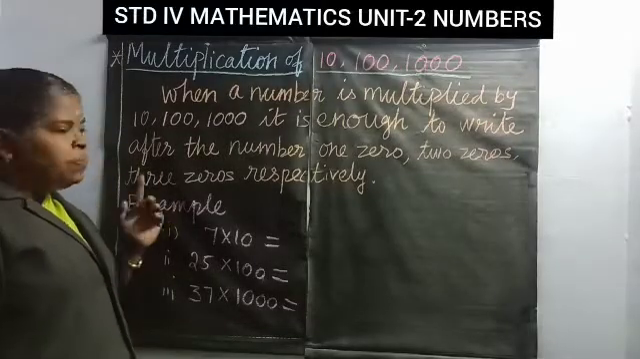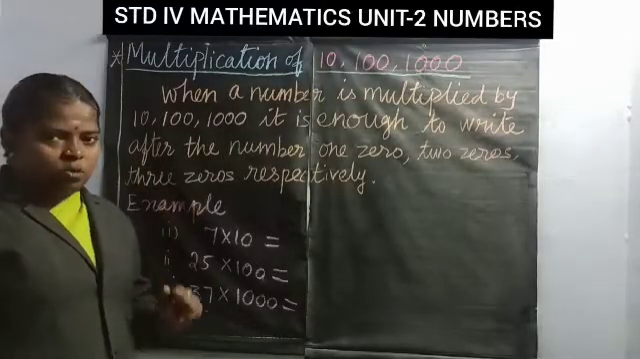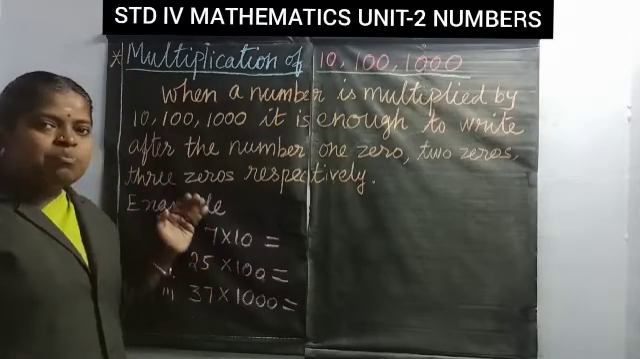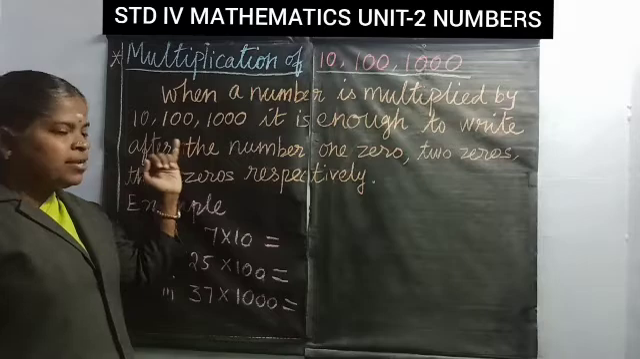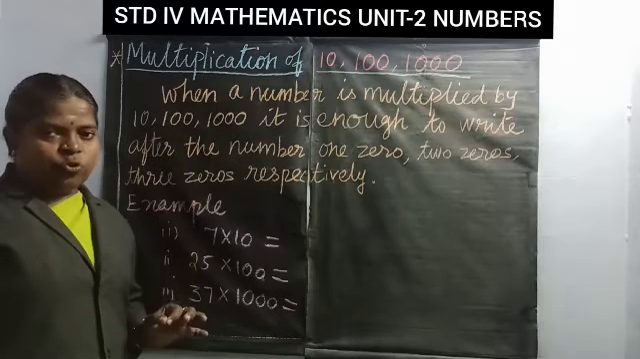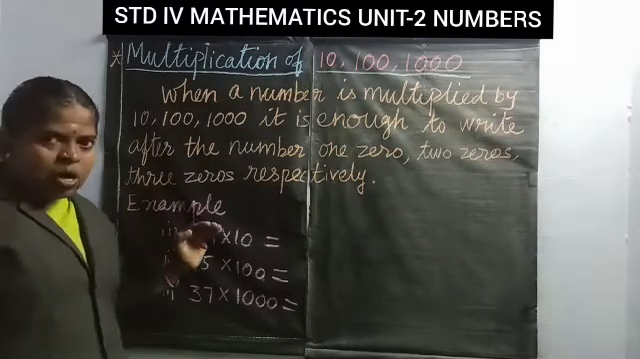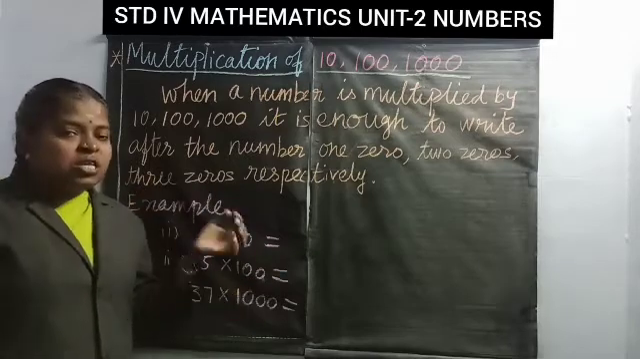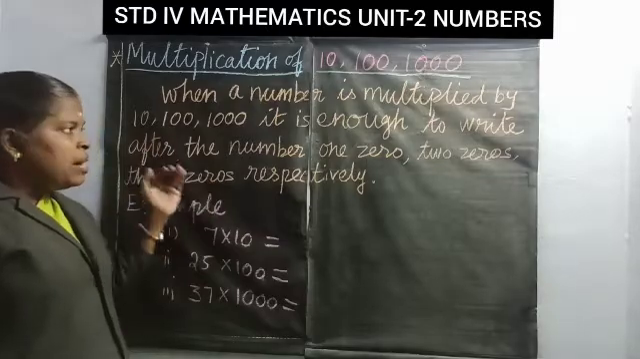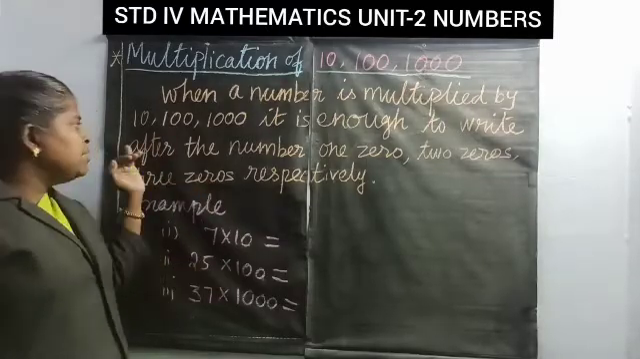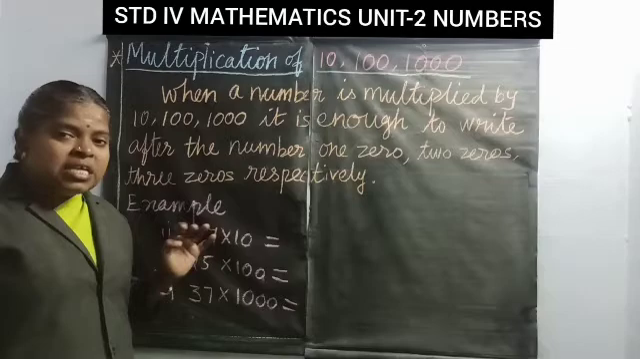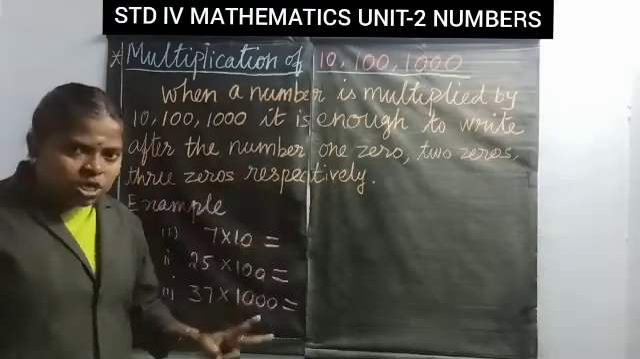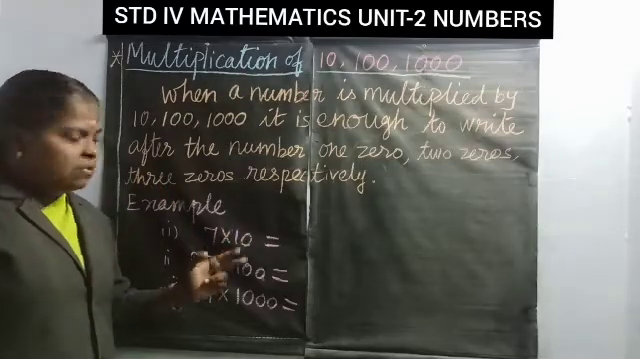Children, multiplication of 10, 100, 1000. When a number is multiplied by 10, 100, 1000, it is enough to write after the number 1 zero, 2 zeros, 3 zeros respectively. Children, once again listen.